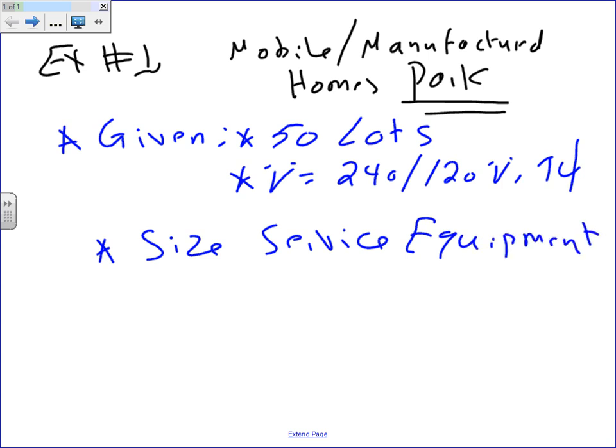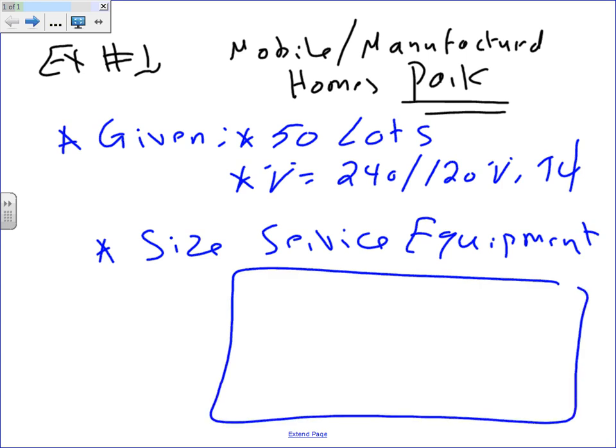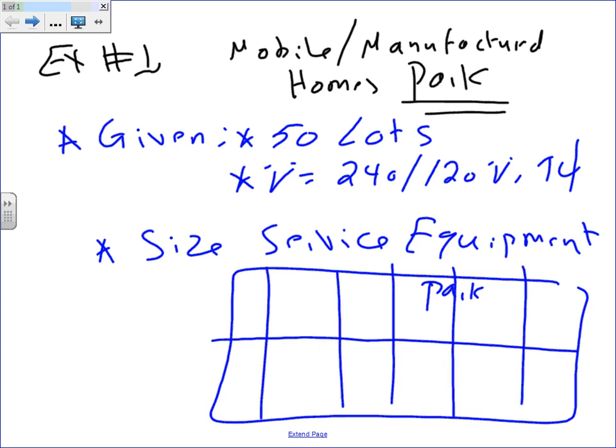Okay, does that make sense, guys? I have a lot, I mean a park. This is my park. And I don't know how we're going to divide this one, but you can imagine it's divided into, you can do your math and divide it into how many lots we're going to have, 50 lots. I don't know if that will give you 50 lots.